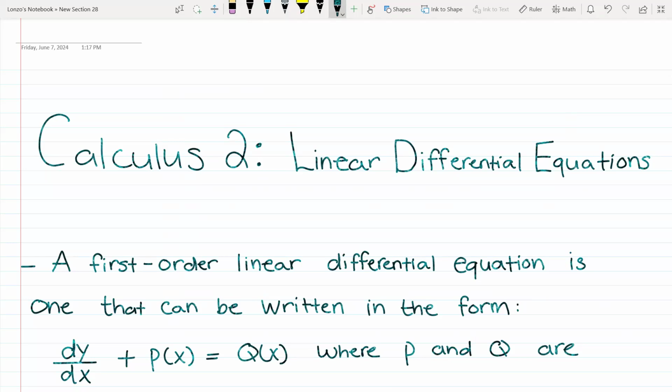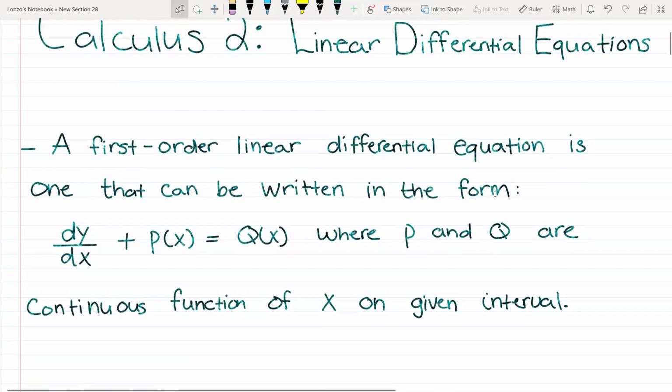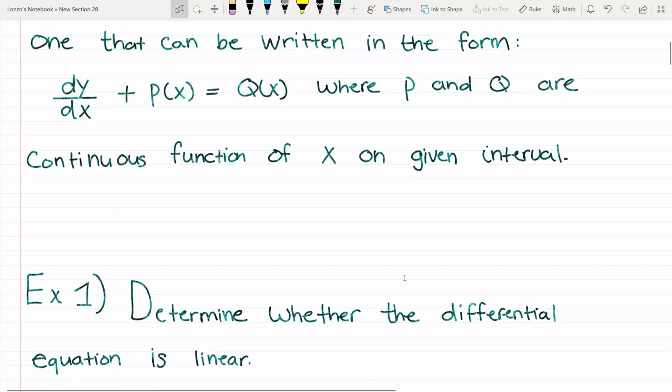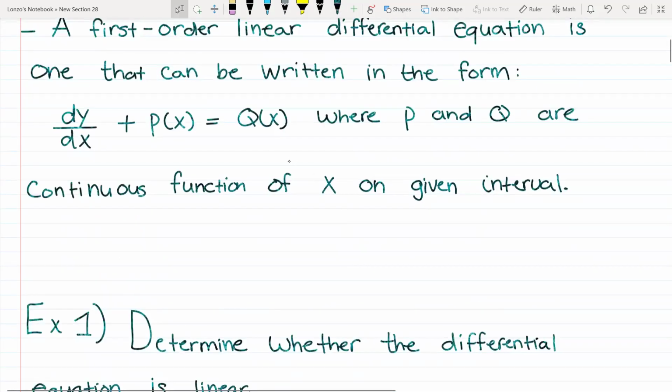The last video was a separable differential equation. So let's look at what the difference is. A first order linear differential equation is one that can be written in the form dy over dx plus p of x y equals q of x, where p and q are continuous functions of x on the given interval. So it has to be in this form. That's how you know it's a first order linear differential equation.